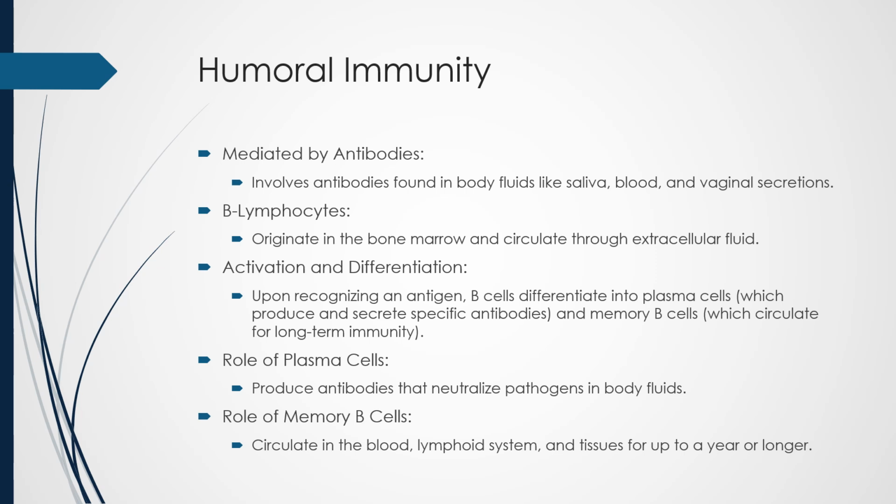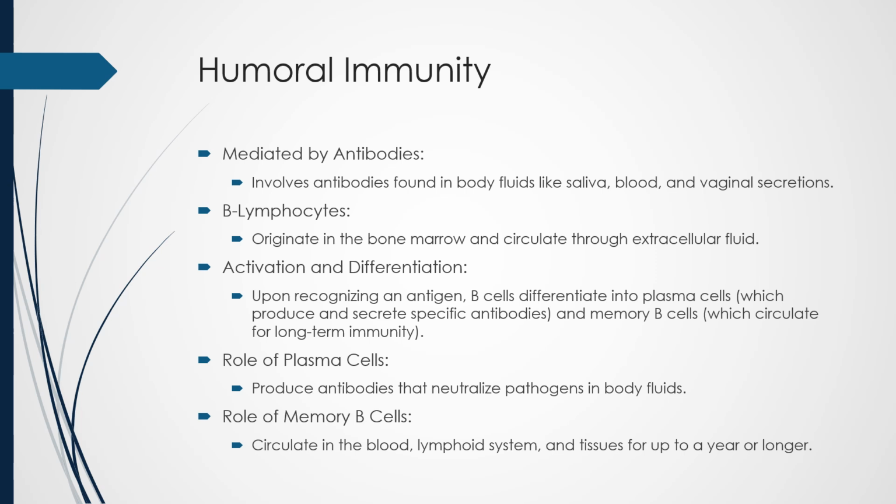Humoral immunity is mediated by antibodies. It involves antibodies found in the body fluids like saliva, blood, and vaginal secretions. B lymphocytes originate in the bone marrow and circulate through extracellular fluid. They have surface receptors known as antibodies that can recognize specific foreign substances known as antigens. Upon recognizing an antigen, B cells differentiate into plasma cells, which produce and secrete specific antibodies, and memory B cells, which circulate for long-term immunity.